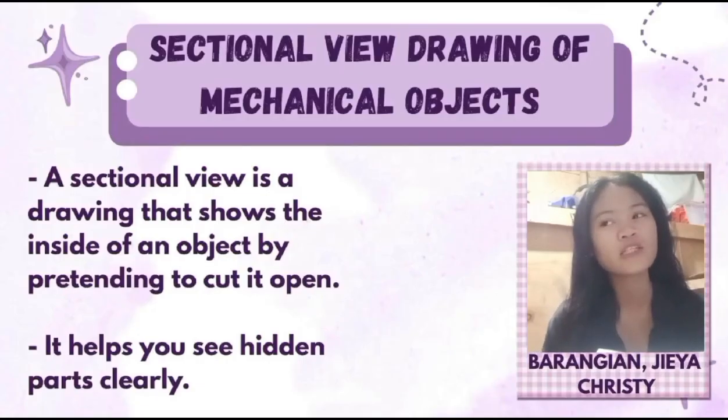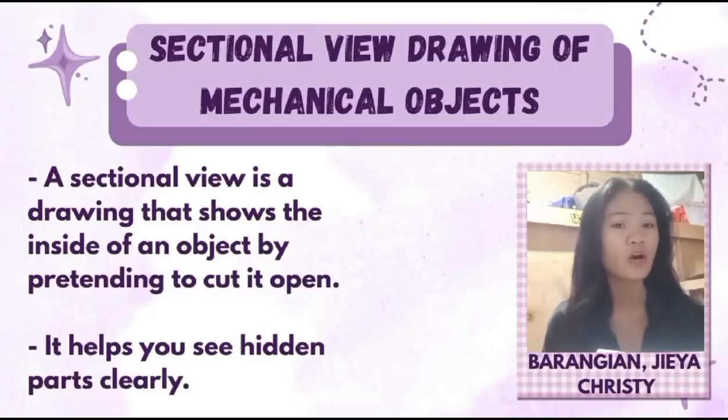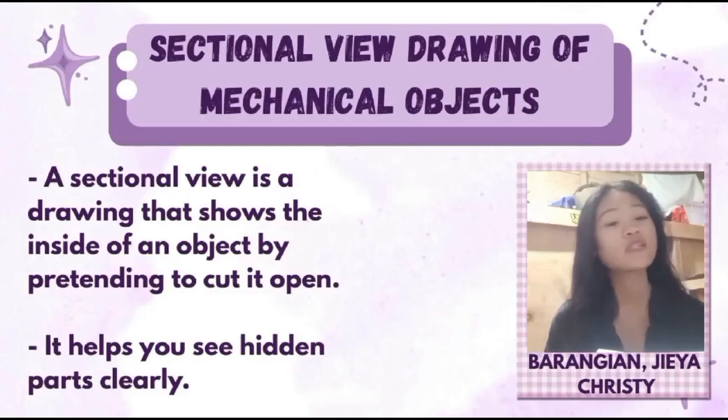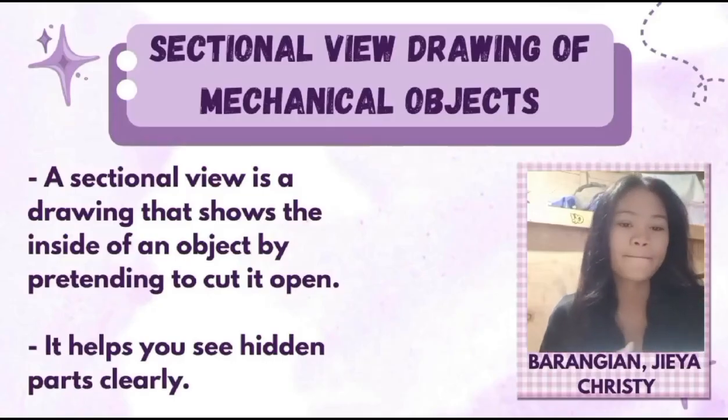One side, or let's just say for example a house. If you are going to see inside a house, you can see the walls, the rooms, then the pipes. With a sectional view, you can see what is inside an object by pretending to cut it open. It also helps you see the hidden parts of an object clearly. So that's what a sectional view is in a mechanical drawing.